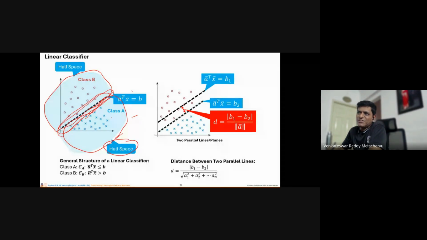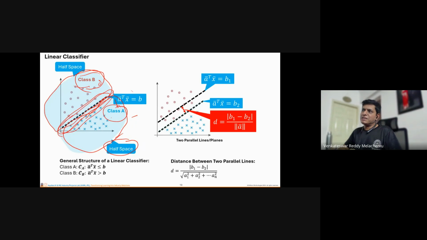This is one half space, oriented towards class A, 0 or 1. This is the other half space, which contains class B, the other one, 0 or 1. This is 0 and this is 1. Class value of class A.